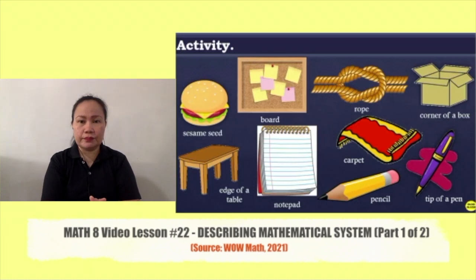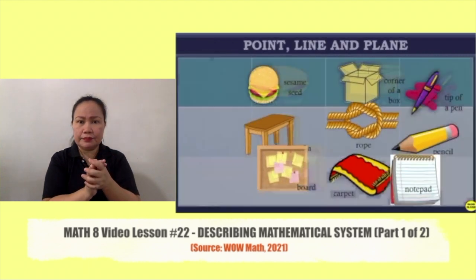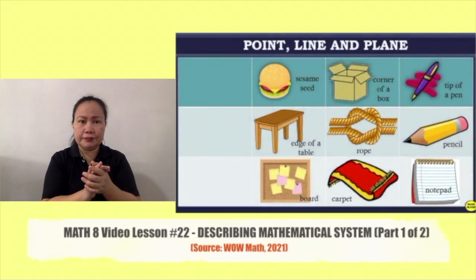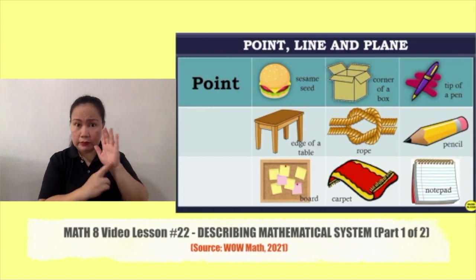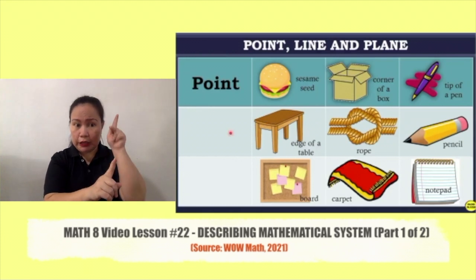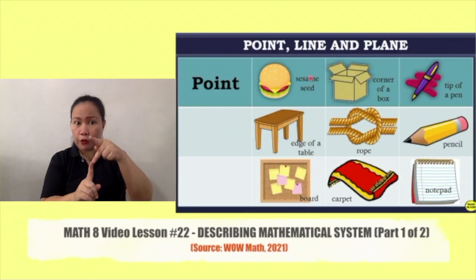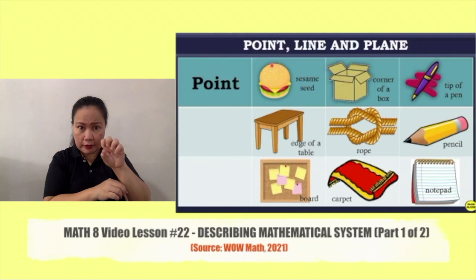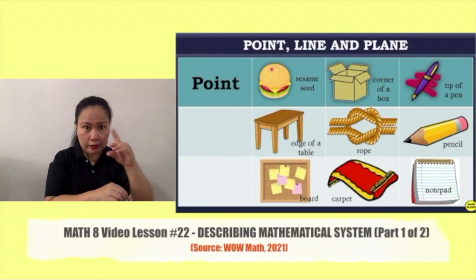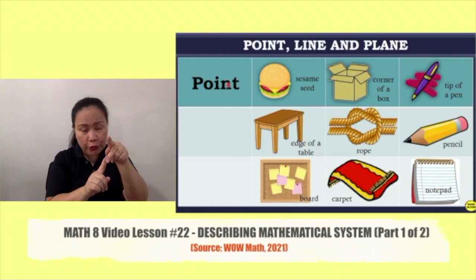Okay, so pwede kayong sumabay sa akin. So, we will have this. Okay? So, we can represent the point, like for example, eto. So, we have these sesame seeds. So, etong mga sesame seeds na to is one of the representations of a point.